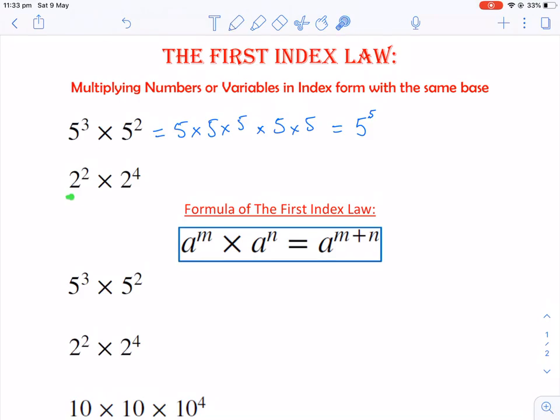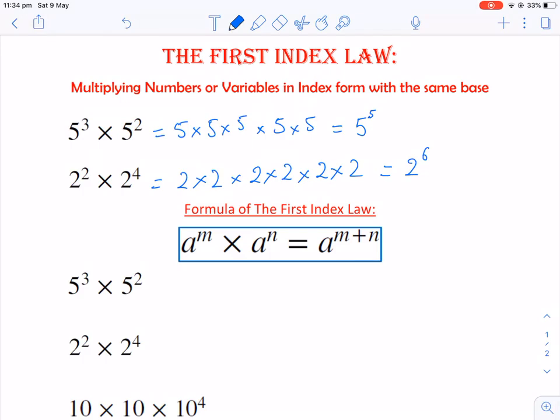How about the second example? 2 squared times 2 to the power 4. 2 squared is 2 times itself twice. And multiplied with 2 to the power 4, which is 2 times 2 times 2 times 2, 4 times. And I have to bring it back to the index form again. The base is still 2, and the index is 1, 2, 3, 4, 5, 6. So it is 2 to the power 6.